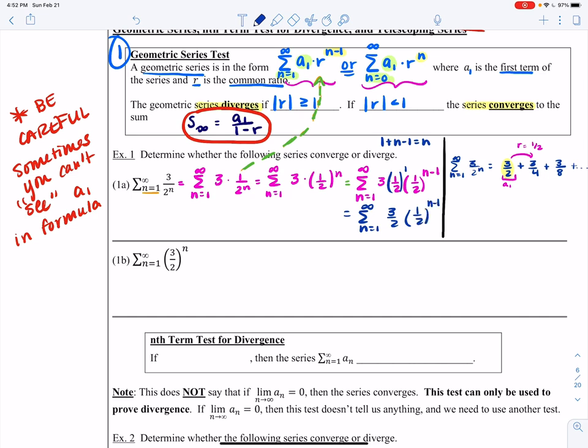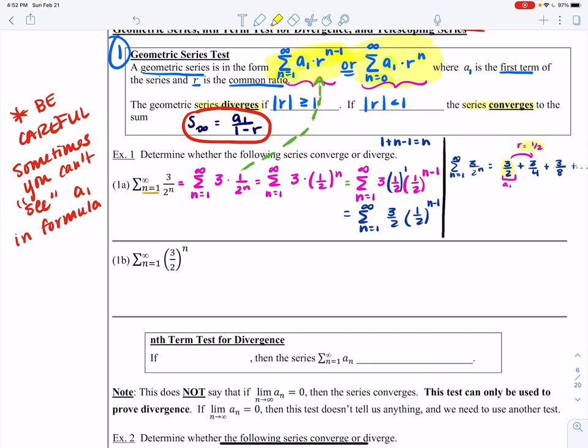Now students always get freaked out. They're like, Miss Ari, am I going to have to do this? Am I going to have to pull geometric series apart to make it look like my two versions up here at the top? And the answer to that is no. Technically, all you need to be able to do is recognize it's geometric and recognize the first term and the common ratio. That's all you need to be able to do.